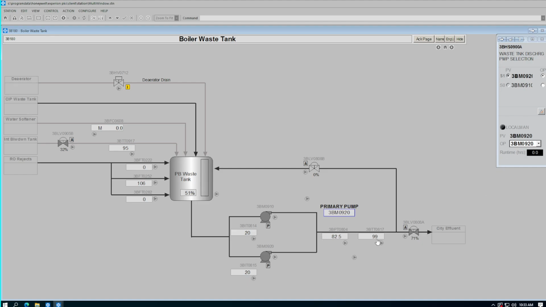Here we're monitoring the output pressure and temperature of this waste tank, and from here it goes to the city effluent.